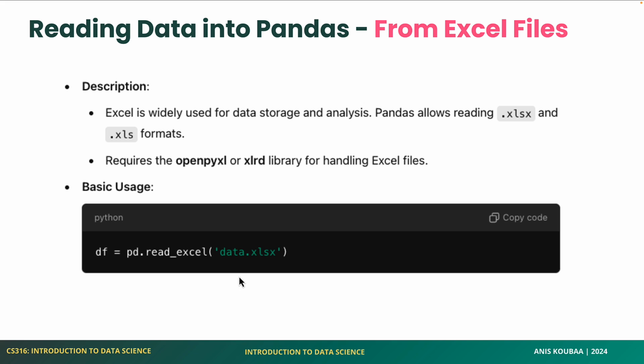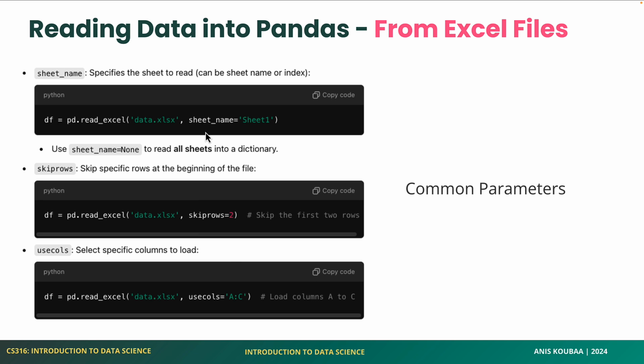So same thing with Excel files, it's just the notation that changed. We can do exactly the same thing. One of the differences is that Excel can have several data sheets, which is not the case with CSV. So here you can specify which sheet name you want to import. If you have multiple sheets, by default it's going to import the first one, but if you want to specify, for example, the second or the third, you can specify it by the sheet name.